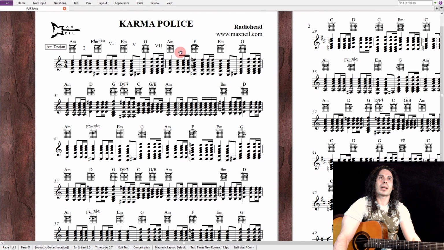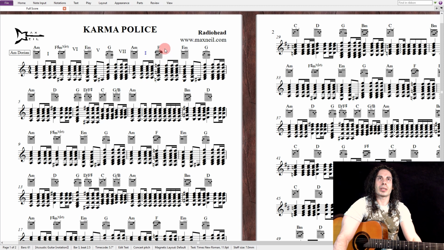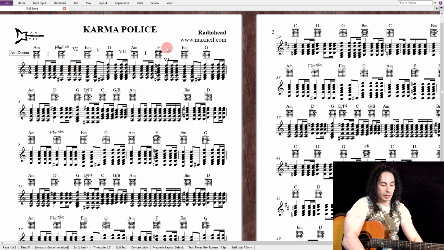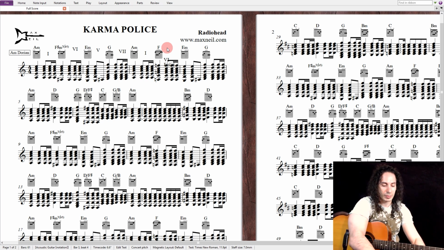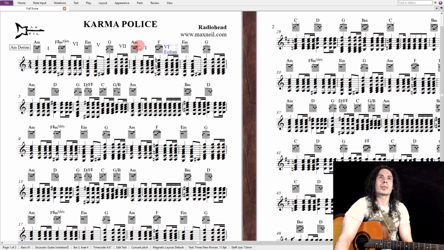and here we have a modal interchange from the Aeolian mode. So this is the 6, but from the Aeolian mode, okay? And it goes to the 5, and G is the 7th.